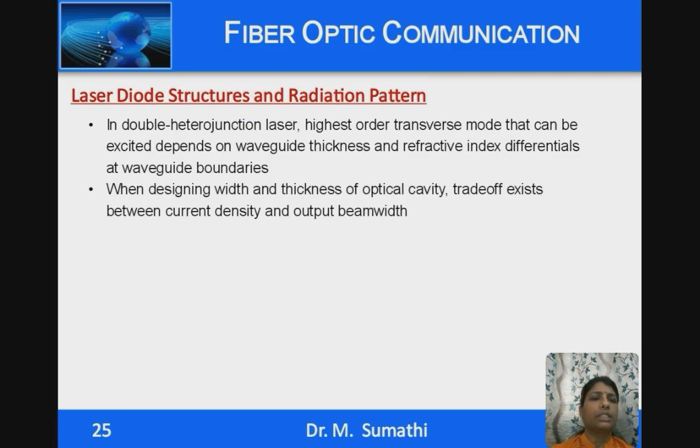So, in a double heterojunction laser, the highest transverse mode that can be excited depends on the thickness of the layer and the refractive index differences. When designing a laser cavity, the width and thickness should be carefully chosen because a trade-off exists between the current density and output beam width. If we try to reduce the current density, the output beam width becomes broader. So, the width and thickness of the cavity design is critical.